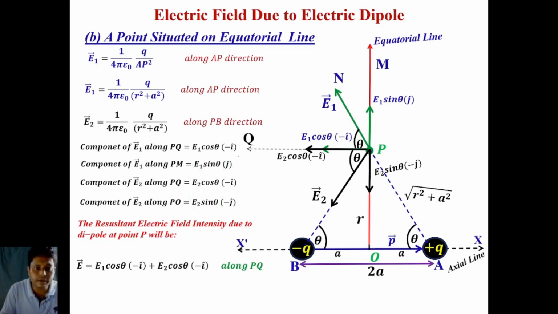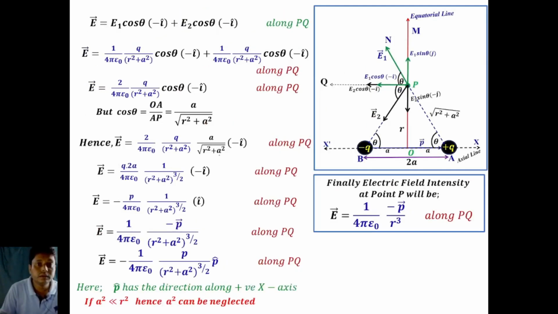Finally, these two components along the x-axis, one is E1 cos theta minus i cap, another is E2 cos theta minus i cap. They are going to add up with each other because both are along the same direction, right? So, the resultant electric field intensity at point P will be the addition of these two components along PQ direction. Same thing I have written here. Now we are going to calculate the value. Here, E1 value is 1 by 4 pi epsilon 0 Q by R square plus A square cos theta minus i cap. E2 value is also 1 by 4 pi epsilon 0 Q by R square plus A square cos theta minus i cap. You can write along PQ, or you can write minus i cap.